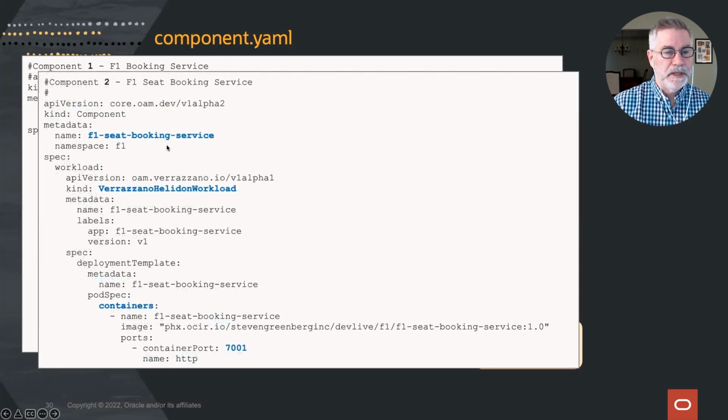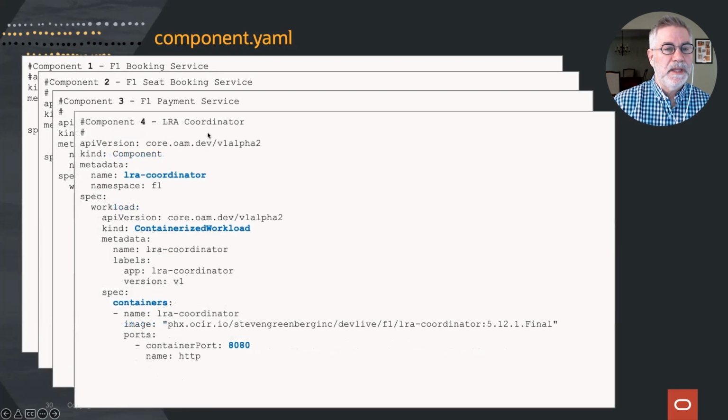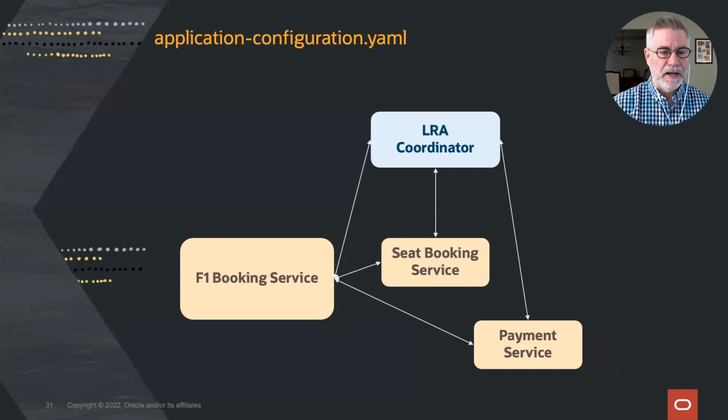For the seat booking service, again, a Helidon workload. Here's where my container is, and I'm going to access that at port 7001. Payment service is very similar. And then the LRA coordinator that we're going to deploy, we're going to use Narayana here. And this one we're actually going to access at port 8080. And you can see this is just a containerized workload. So those are the components, and we will define them in Kubernetes. And then after we've defined those components in Kubernetes, we deploy this application system.